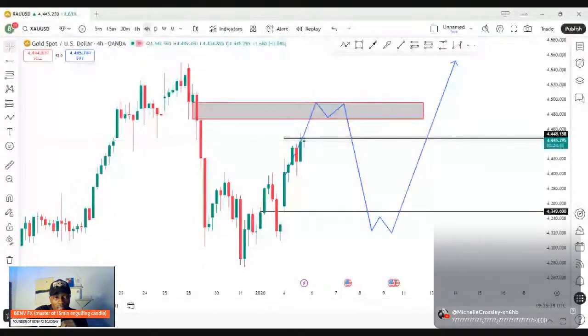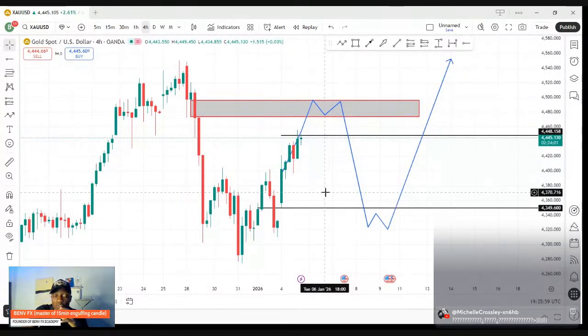Let me make the chart very clean and clear for you guys so that you will see exactly what I'm talking about. You understand? And if you are confused in any way, just feel free to ask your question, and I'm here to answer you. Just drop the question in the comment section so that I'll answer you.